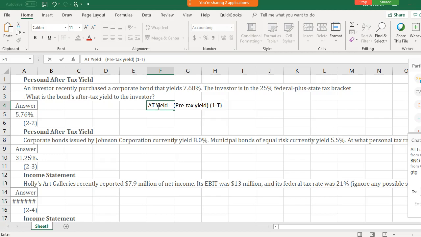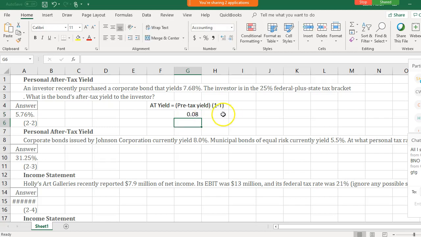And so they told us what the yield is. So the question is, what will be the yield after tax? Essentially, it's the pre-tax yield, the 0.0768, and I'm going to multiply that by 1 minus t, and t being 0.25. Let me give this a few more decimal points so it's easier to follow. So I'm just going to multiply the two by each other. And that's my answer. The 0.0576, I'll convert that to be a percent so it makes more sense. So the answer is 5.76.